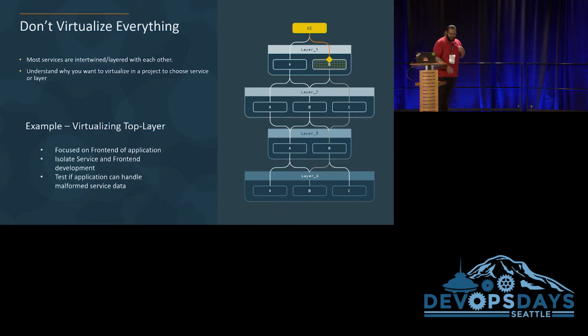I use infrastructure lightly. It's just a bunch of layers and letters. And at the top, there's that front-end application. Now, in this case, I'm just virtualizing the top layer. Why am I doing that? I'm focusing on the front end of the application. I'm isolating the service and the front-end development so that I can test, can my front-end application handle malformed data from my service? So I don't care what's in those other layers.